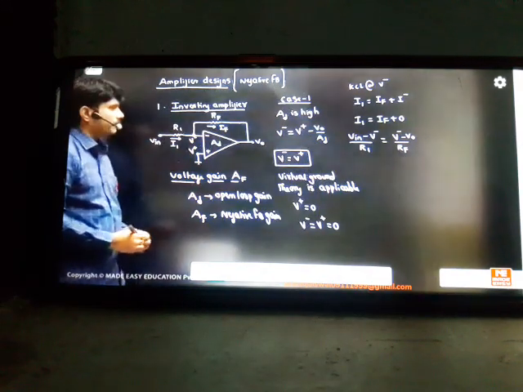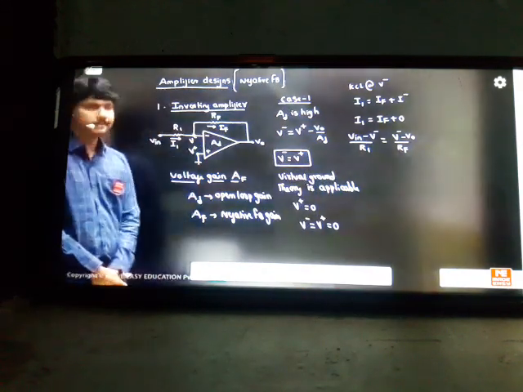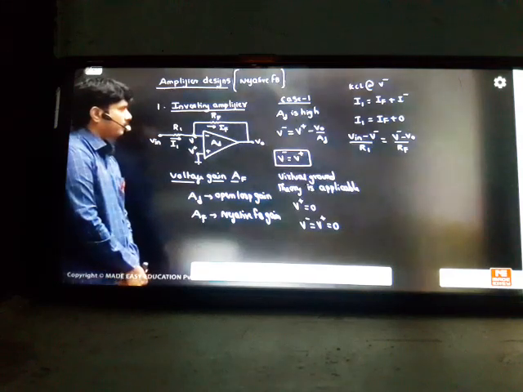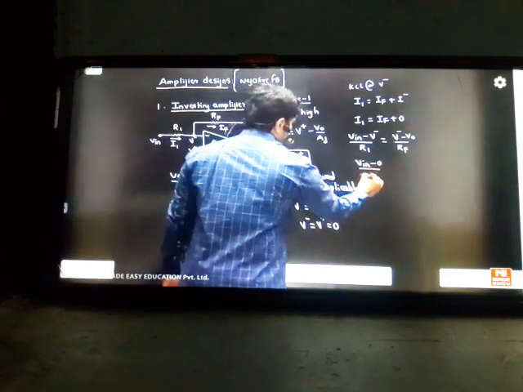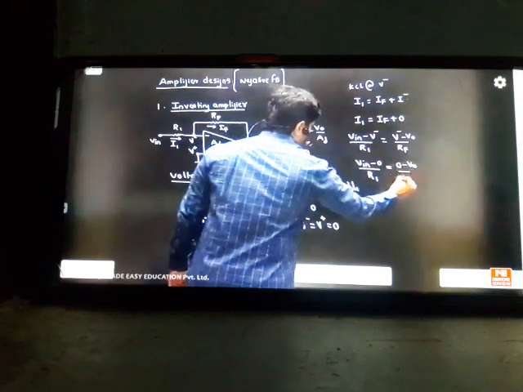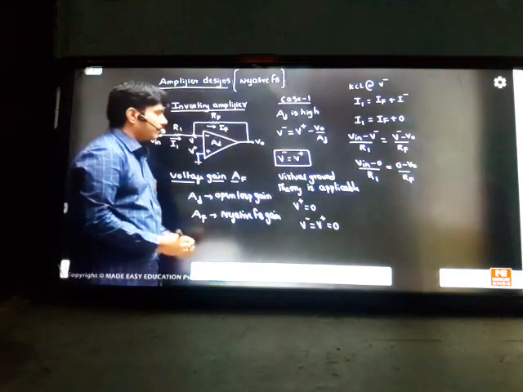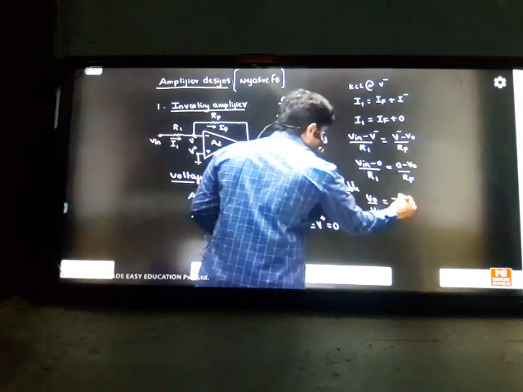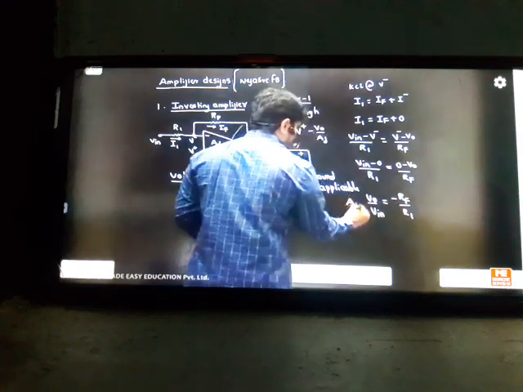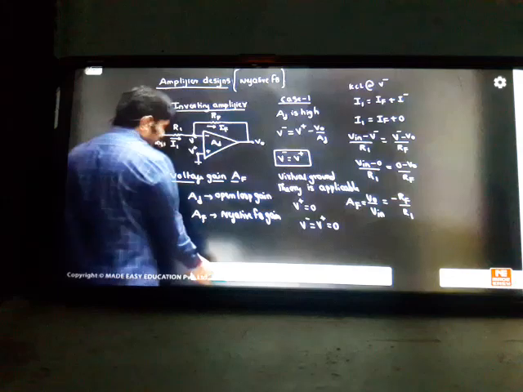So I1 is equal to IF. Up to here you can complete it with simple mathematics. You'll enjoy these topics a lot because they are only KCL problems. So VIN minus V minus, and here V minus is 0. V minus is 0, which we established by the virtual ground theory. So what is the transfer function we got? So this is your AF. Now onwards, this is the standard knowledge for inverting amplifiers.